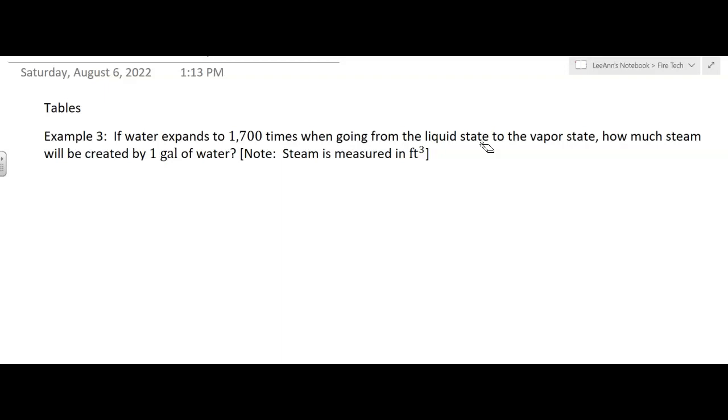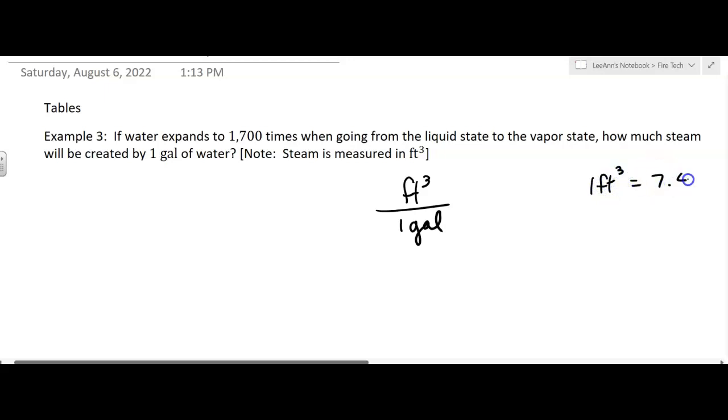Okay, so what we want is how many cubic feet are in 1 gallon of water. Now, if we just knew how many cubic feet were in 1 gallon, then we could get started here. So we do know a relationship: 1 cubic foot is equal to 7.48 gallons. I think we had that one before, so that's probably one of the ones we need to remember. By the way, this is what we're looking for. This is what we don't know.